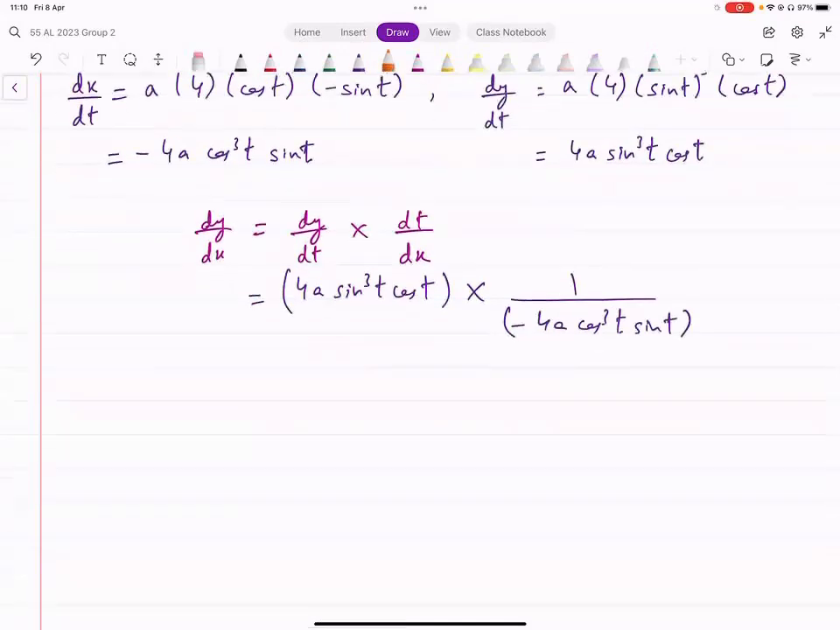We can do some cancellation now. 4 and 4 get cancelled. A also cancels. Sine की एक power cancel हो गई यहाँ से. The sine t gets cancelled. Cos cancel हो गया, उसकी एक power cancel. Right. So we are basically left with minus sine square t divided by cos square t. Right. Minus sign यहाँ से आ रहा है, ये minus sign जो नीचे था denominator के अंदर. We can put that outside with the whole fraction. This is what we get.